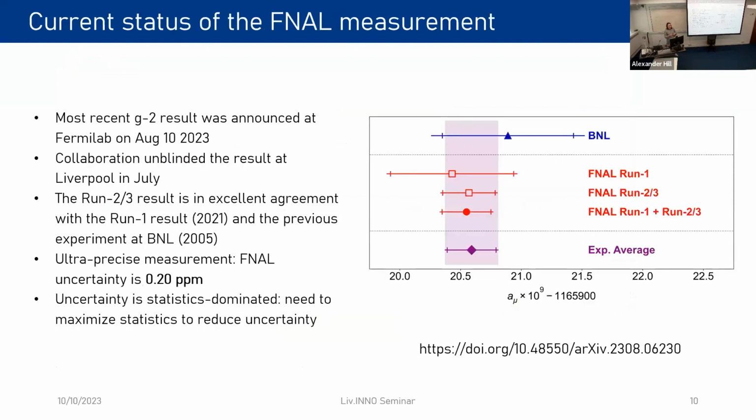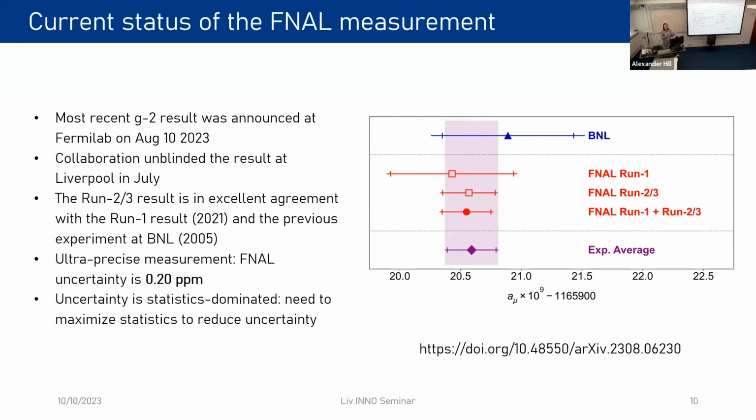So the most recent g-2 result was announced at Fermilab on August the 10th, after we'd been carrying around the secret for a couple of weeks, unblinding the result here at Liverpool. The thing that made us really excited about the measurement is that it agreed really well with our previous measurement that we announced in 2021. And that one agreed really well with the previous measurement at the Brookhaven experiment 20 years ago. So repeating experiments lots of times gives you confidence that you're doing the right thing.